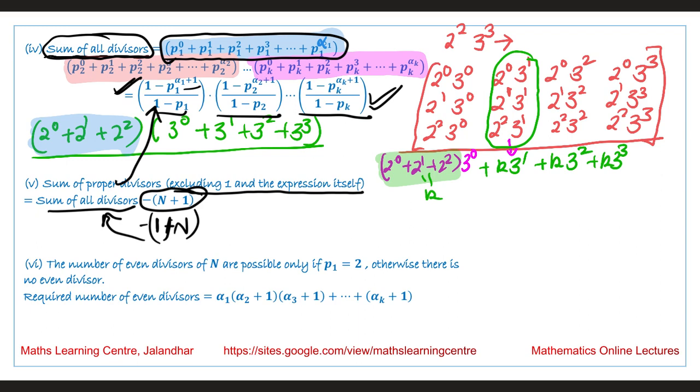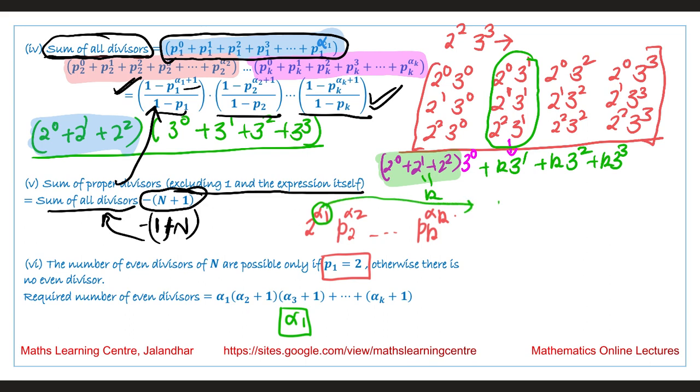Next case we have is the number of even divisors. The divisor will be even if the value 2 is a factor of this number. So the factorization in this case will be 2 raised to the power alpha 1, then some prime p2 whose power is alpha 2, so on up to some prime pk whose power is alpha k. For the power of 2, alpha 1, this power cannot be 0. So we have alpha 1 options over here. The values of alpha 1 can be 1, 2, 3, so on up to alpha 1.